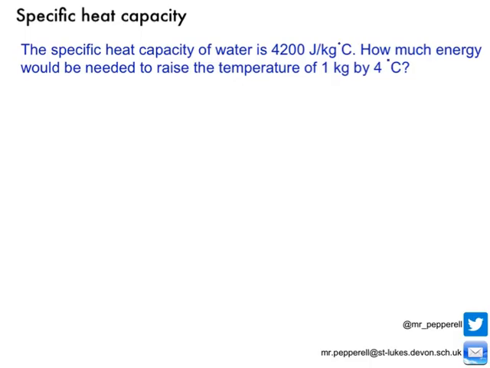So, here's an example. The specific heat capacity of water is given to me as 4,200 joules per kilogram degrees C. How much energy would be needed to raise the temperature of 1 kilogram of water by 4 degrees centigrade? Well, my first job obviously is to rearrange my equation for the thing I'm looking for, which in this case is energy. So my rearranged equation is energy needed is equal to the mass of the object multiplied by the change in temperature multiplied by the specific heat capacity.